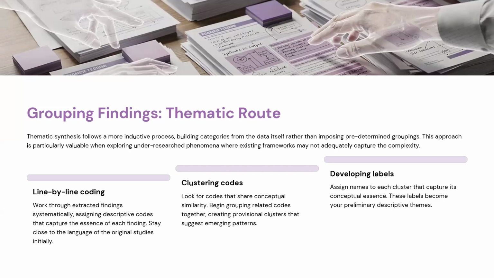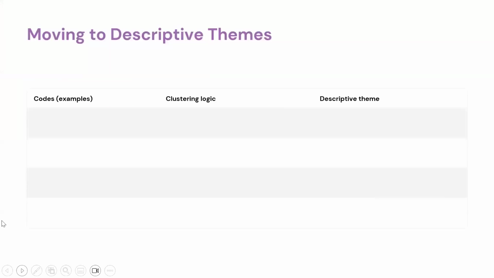And so those are basically the 3 stages that have been outlined here. So first of all, line coding, then clustering your codes based on what you notice are the similarities, and then developing labels at the end based on what your codes have actually revealed to you.